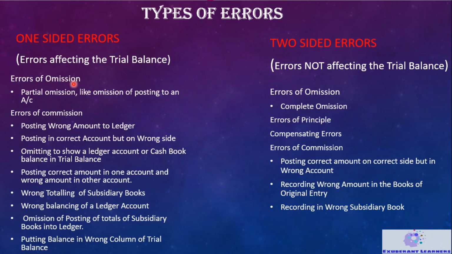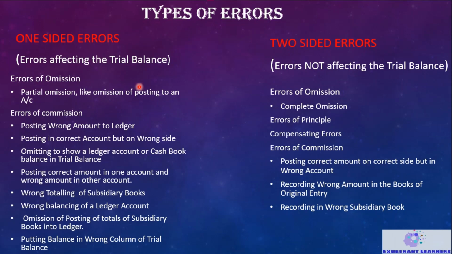Like error of omission, where there was an omission, either complete or partial. Complete omission actually affects two different accounts. Complete omission means you have not recorded the debit as well as the credit of one particular transaction. Partial omission is when only one account has been omitted to be recorded or posted. So we can say that if the error occurred in the books of original entry, that is journal and subsidiary books, they are two-sided errors, because here we skip debit and credit both.